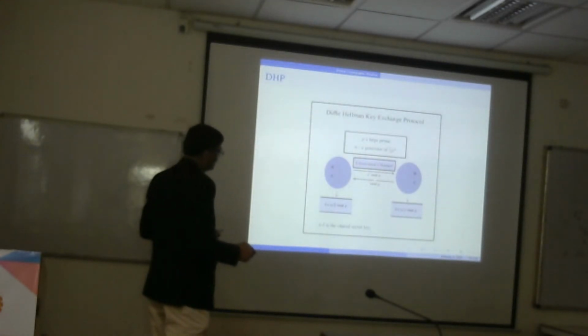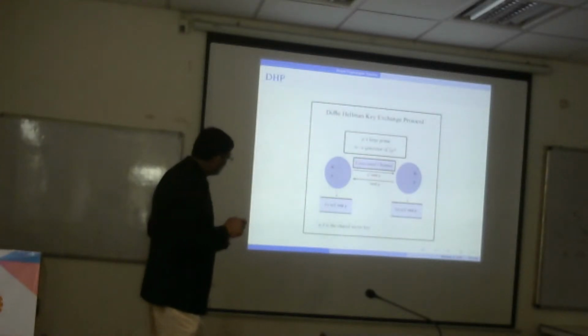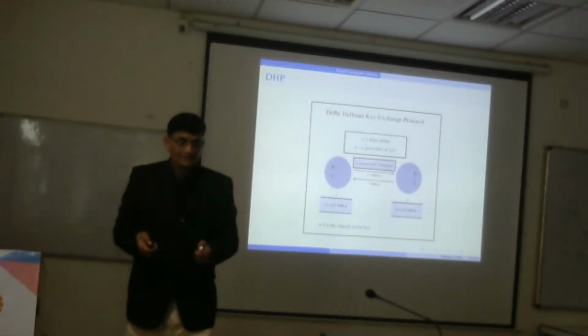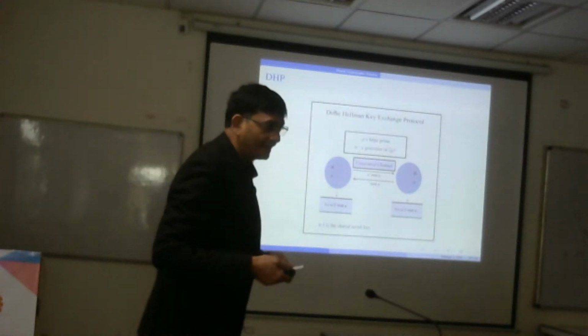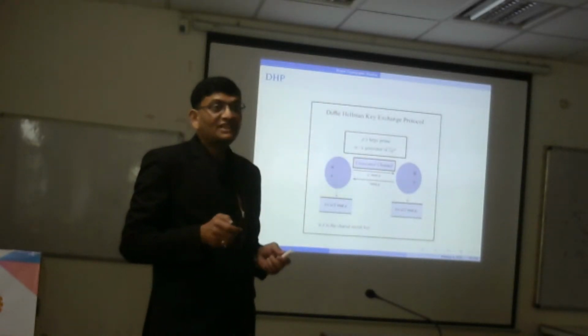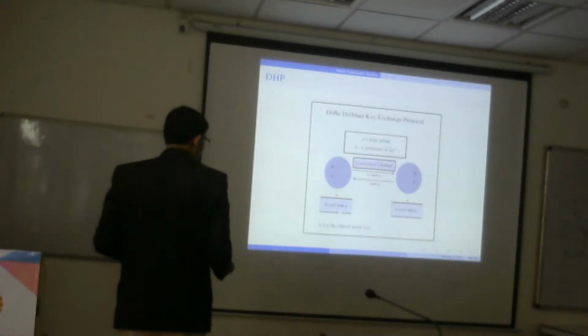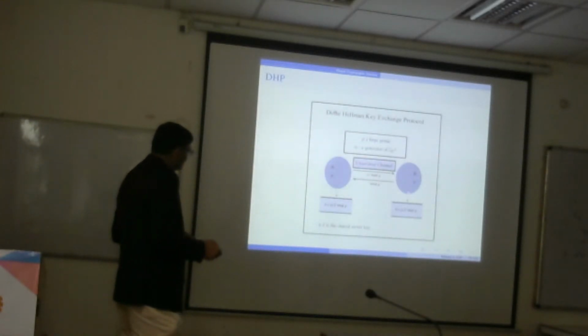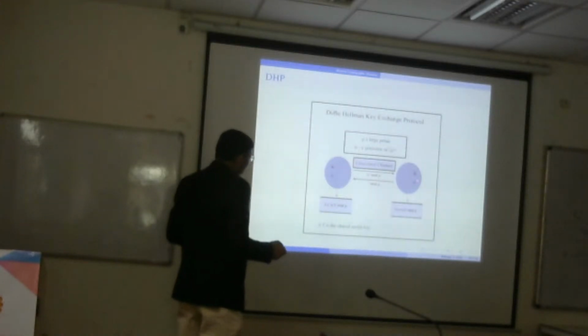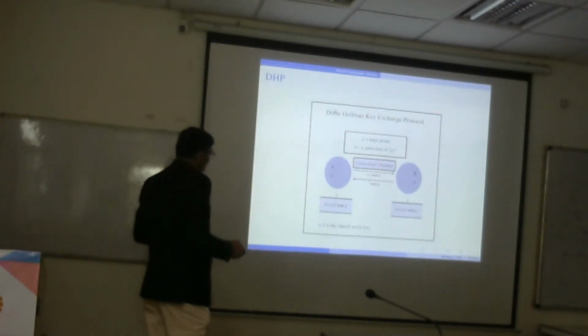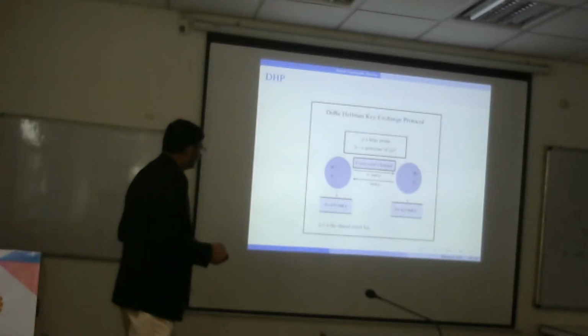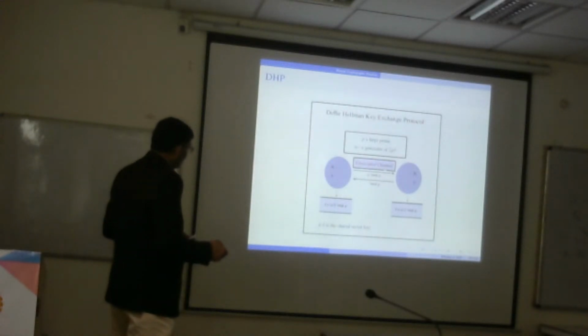But you know the discrete log problem is hard. So from alpha to the power x, we cannot compute x. Given alpha to the power x, we cannot compute x because the discrete log problem is hard. Similarly, B selects y, and he will compute alpha to the power y, and he will send it to A.